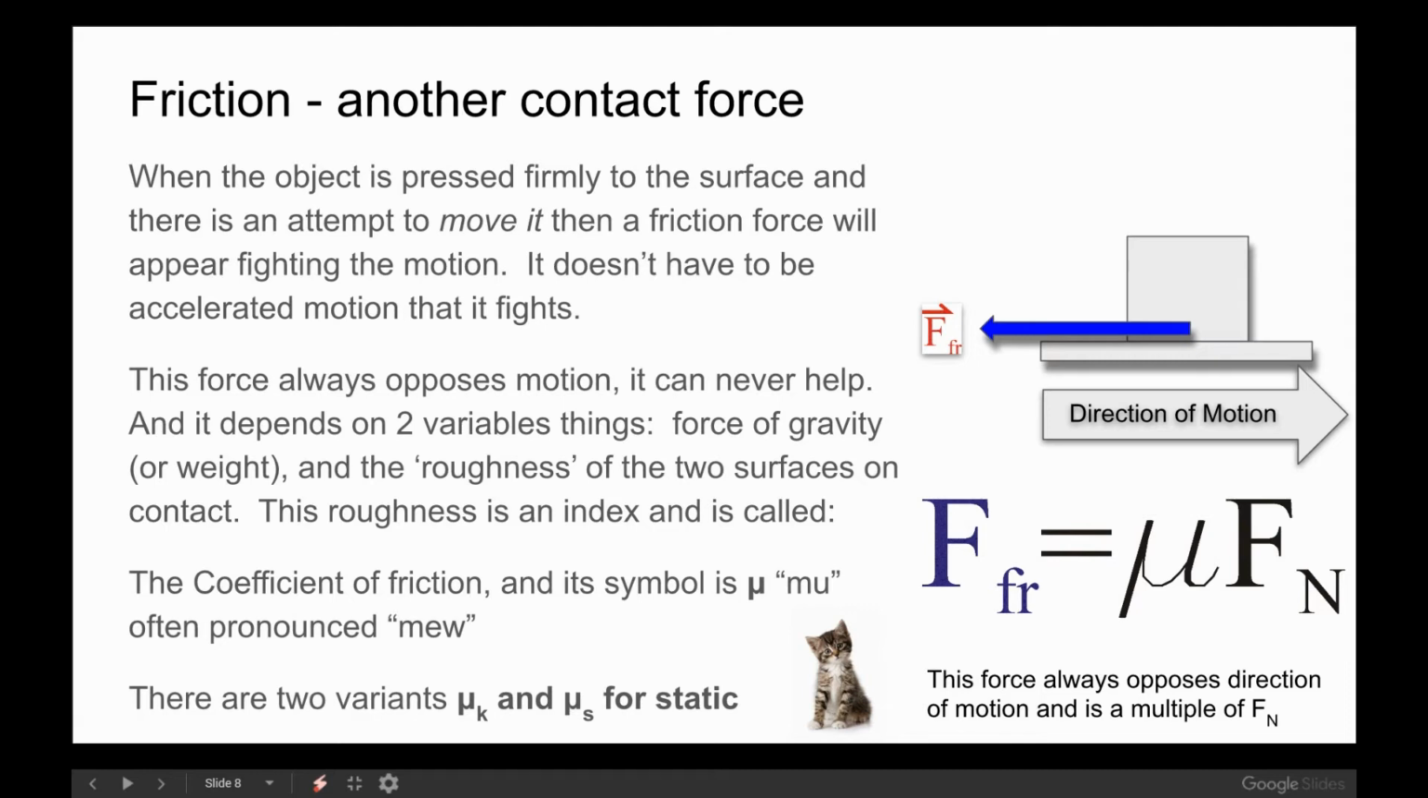This roughness is an index. You did index of refraction in grade 10. This is the coefficient of friction, and its symbol is the Greek letter mu. There are two versions of friction, mu kinetic and mu static.